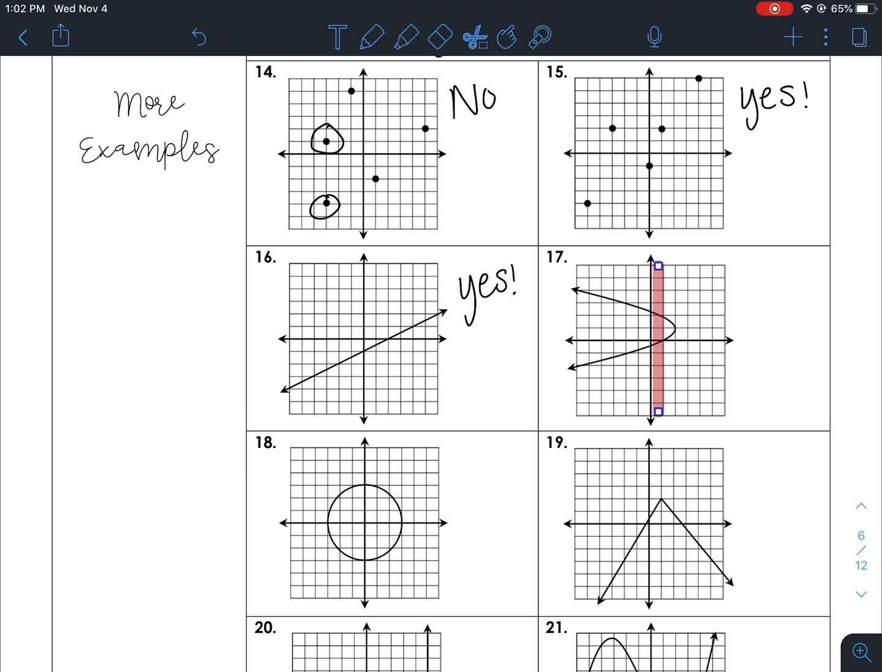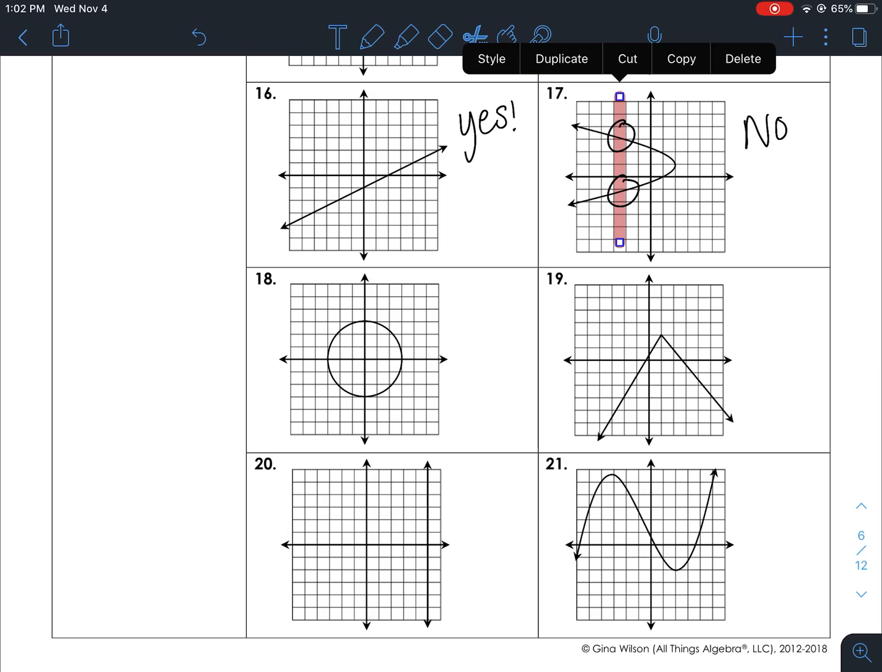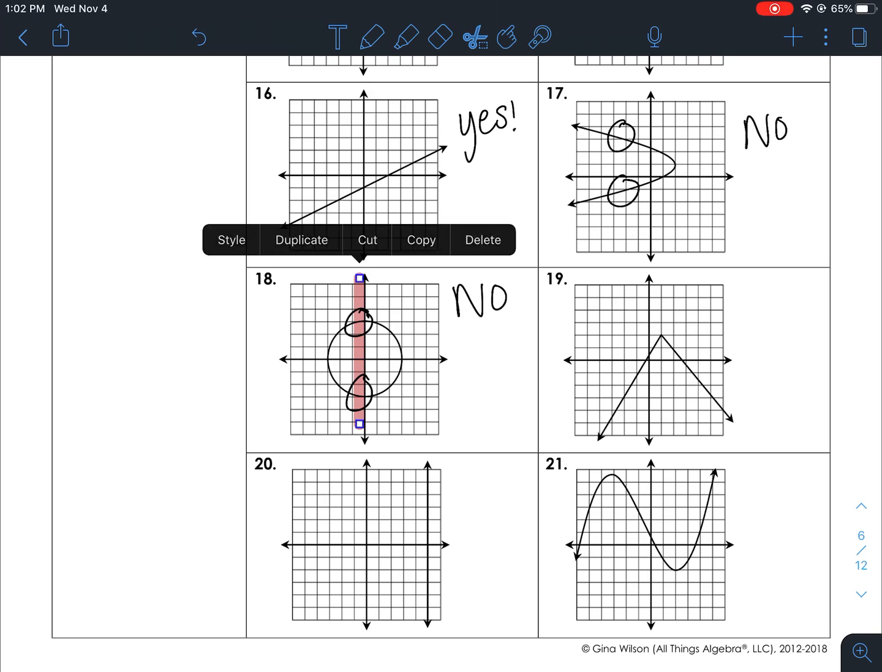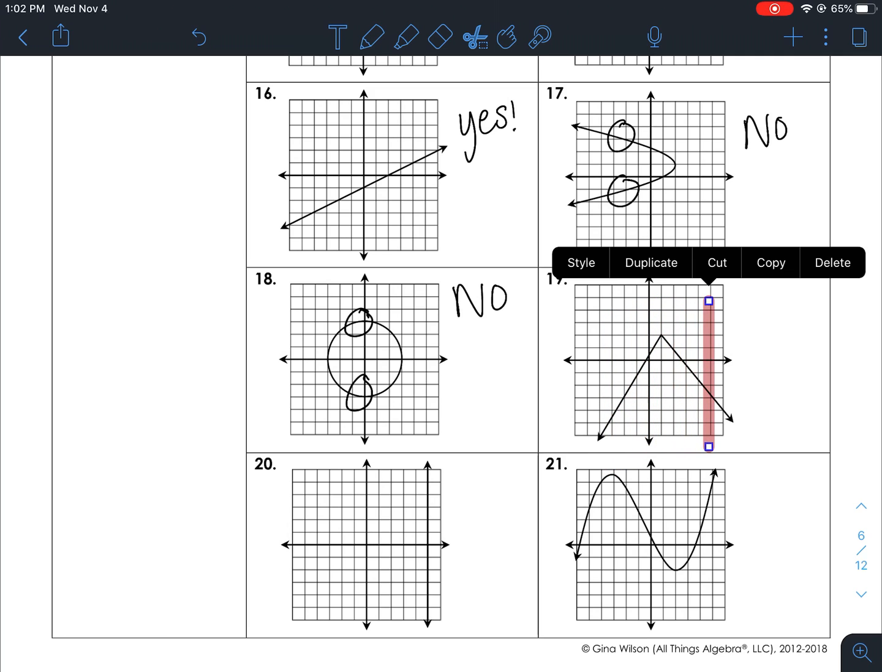From here, as I drag it across, you'll notice it's hitting it multiple times. Here and here. That means this one is not a function. Let's try a couple more. This is the example that I gave up above. Once again, hitting it twice. That is not okay. This one, once. This one is a function.